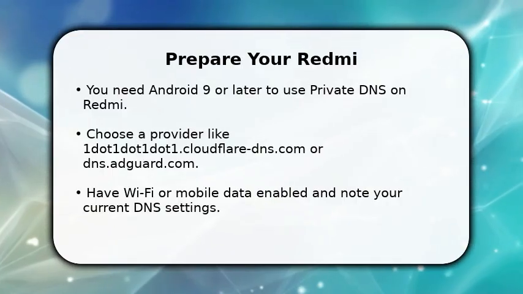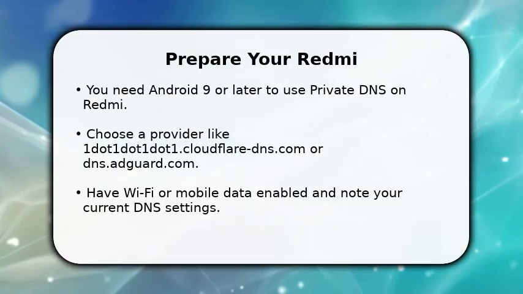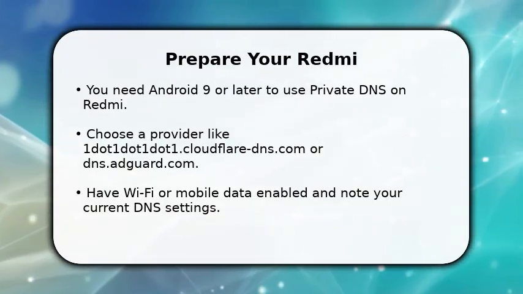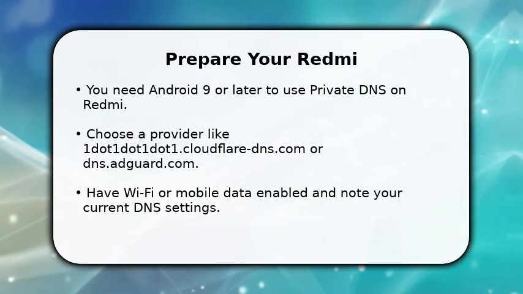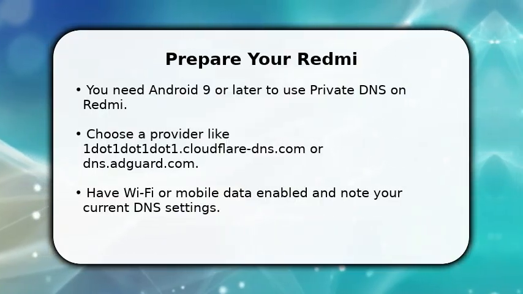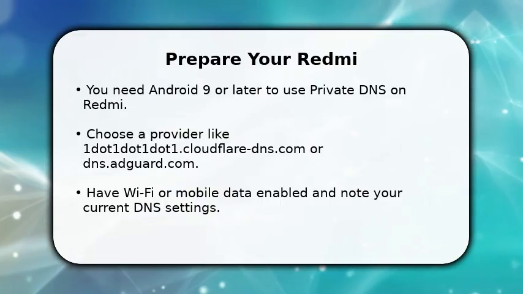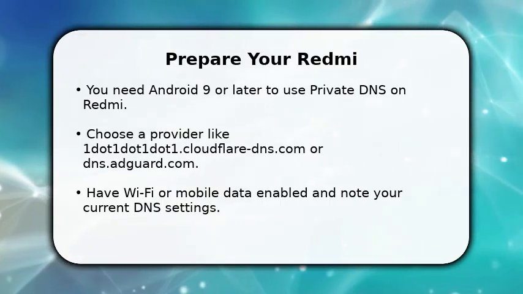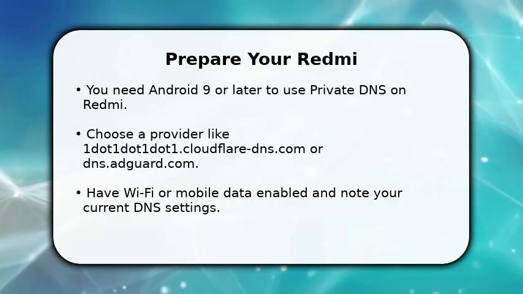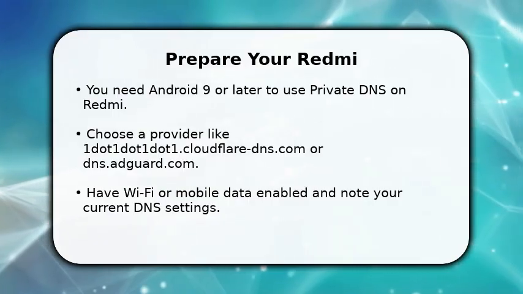Start by confirming your Redmi runs Android 9 or later. Check your model and firmware in Settings. Next, choose a trusted DNS provider like 1.1.1.1, Cloudflare DNS, dns.adguard.com, or dns.google. Write down your original DNS settings before changes.